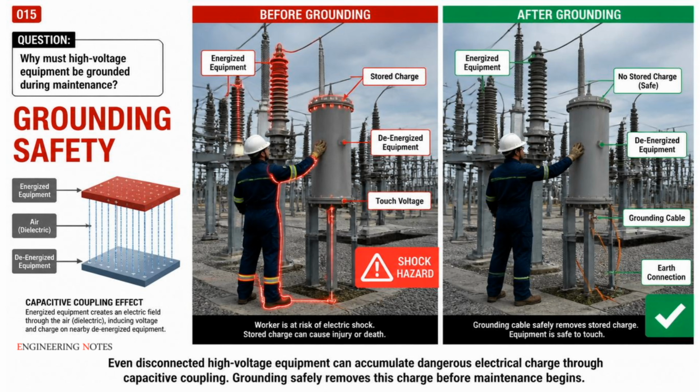If a person touches this equipment, the stored electrical charge may discharge through their body and flow to the ground. This means electric current can pass through the human body, which can be extremely dangerous depending on the voltage level and the distance from nearby energized equipment. For this reason, before any maintenance work begins, all de-energized high-voltage equipment must be properly grounded according to the relevant safety procedures. Grounding safely removes any accumulated electrical charge and protects personnel from the risk of electric shock.